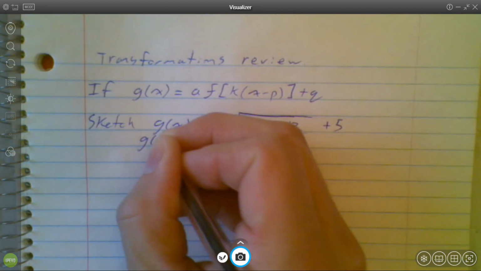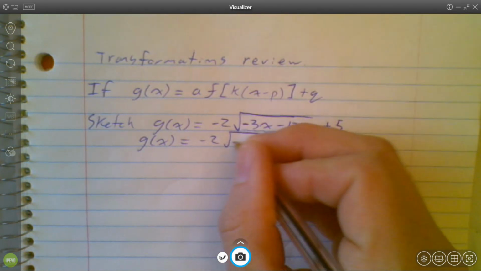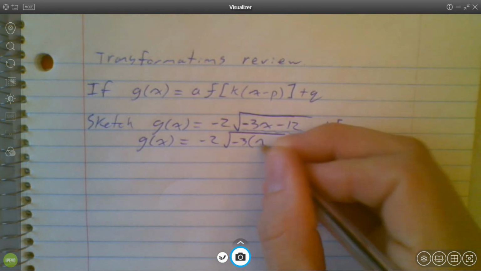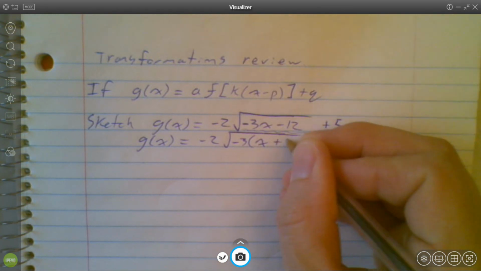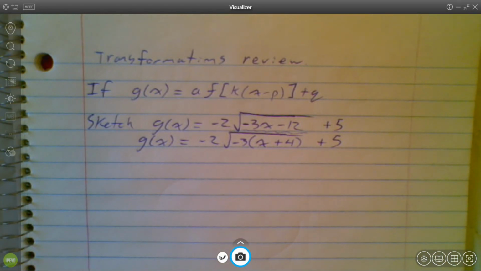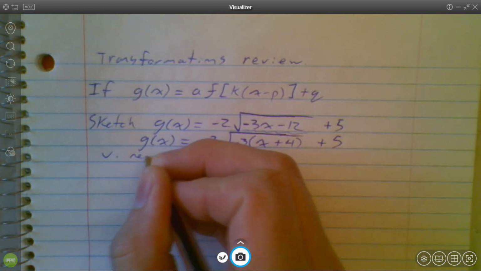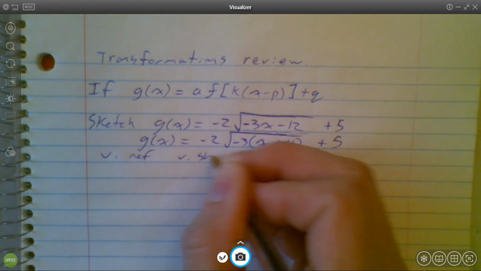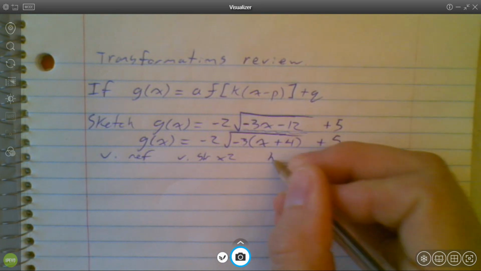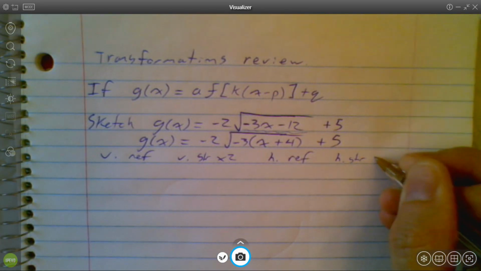So let's do that. g of x will be negative 2 times the square root of, I'm removing a factor of negative 3, leaving me with x plus 4. I can always check with distribution. And then reading in this direction from left to right, I see that we have a vertical reflection, vertical stretch by a factor of 2, horizontal reflection, horizontal stretch by a factor of 1/3.